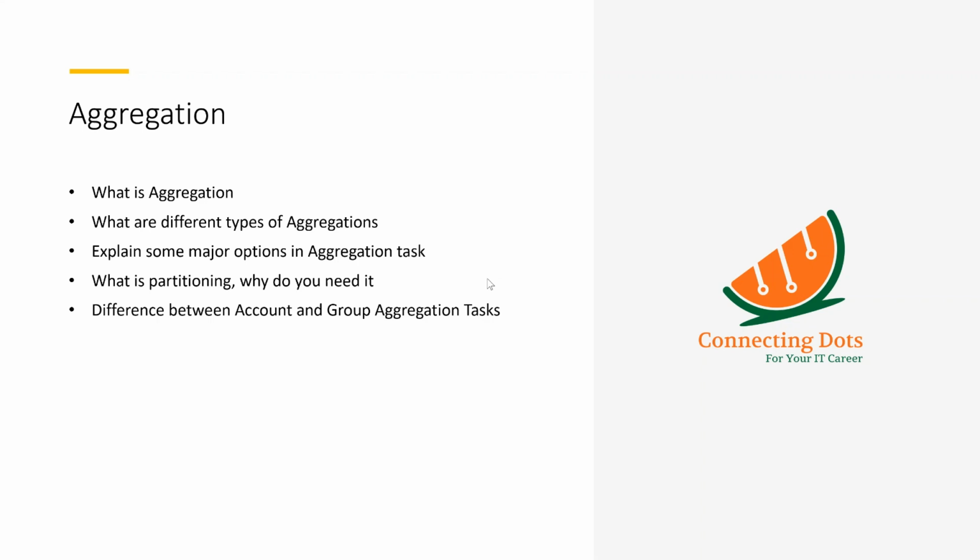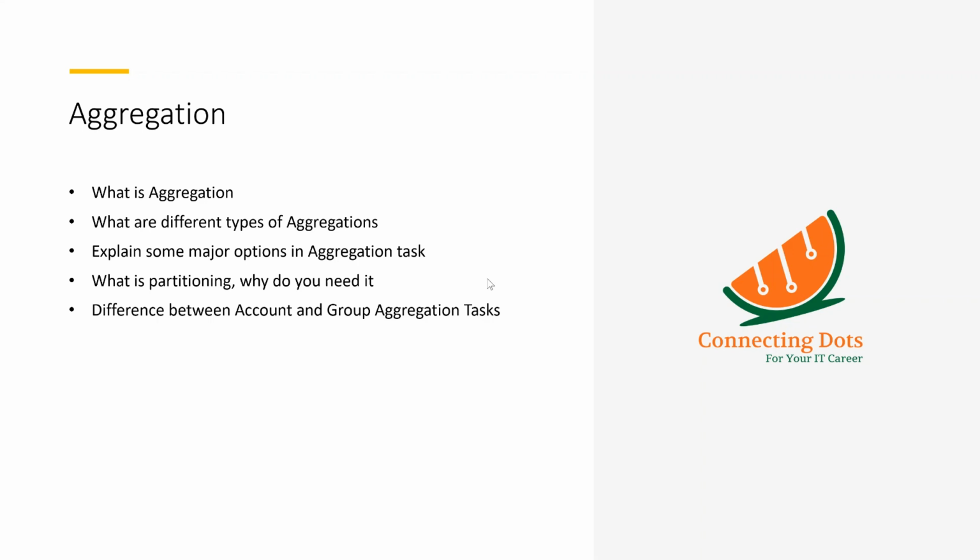What are the different types of aggregation tasks? What are the major options in an aggregation task? Out of those options, partitioning is very important. Why do you need the partition? And what is the difference between account and group aggregation task?